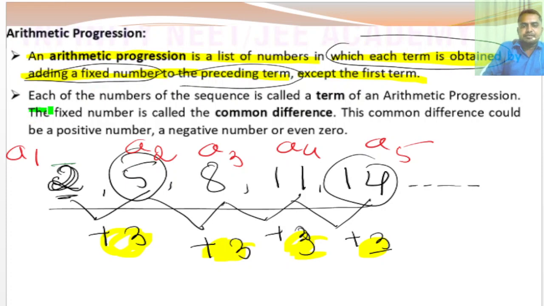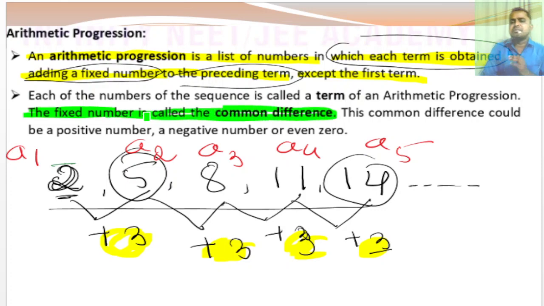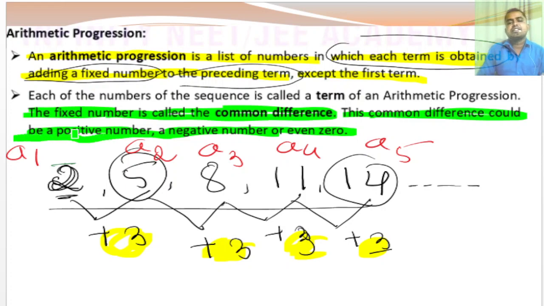this fixed number is called the common difference. So whatever fixed number we are adding to the preceding term, that fixed number is called the common difference. This common difference could be a positive number, a negative number, or a zero. Yes. The common difference is denoted by small d. So this is the definition of arithmetic progression.